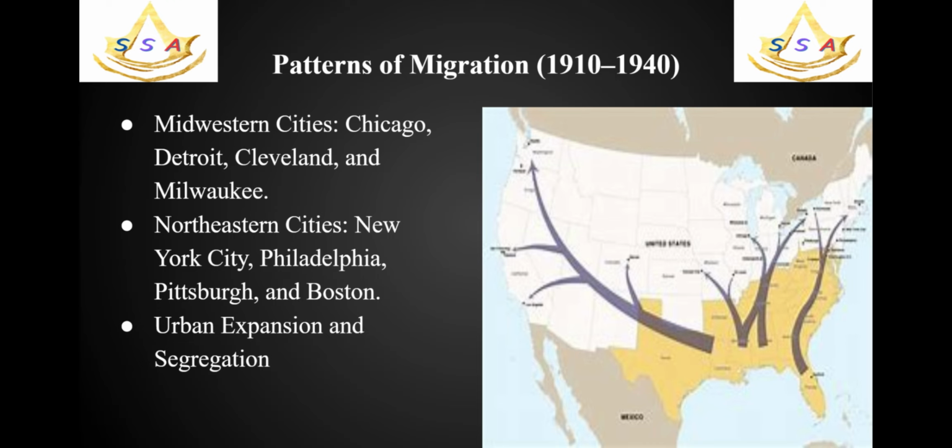And the northeastern cities, such as New York City, Philadelphia, Pittsburgh, and Boston. The Black population of Harlem in New York surged, making it a cultural epicenter. And then the urban expansion and segregation. African Americans often settled in racially segregated neighborhoods due to housing discrimination, and Black enclaves such as Paradise Valley in Detroit, the South Side in Chicago, and Harlem in New York all became centers of Black life and culture.